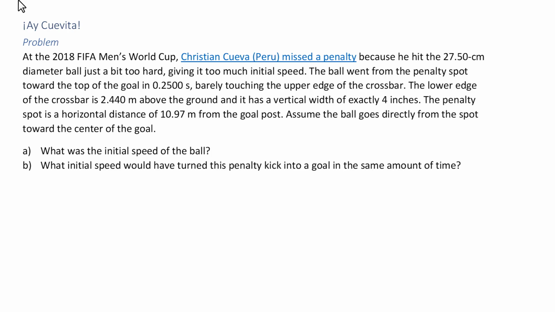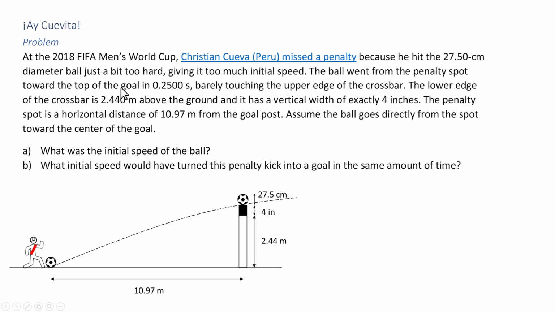This is the solution to the problem titled Cuevita. It's a projectile motion problem for a soccer ball that was hit just a bit too hard so that it barely missed the goal. We need to calculate the initial speed of this projectile.